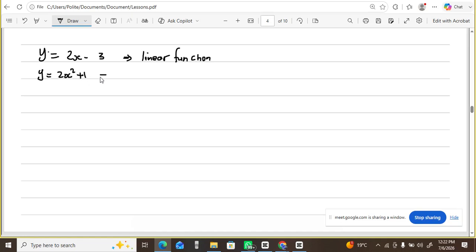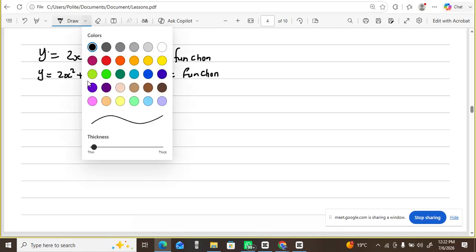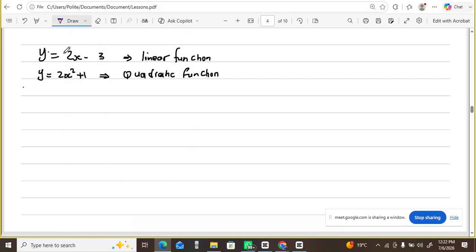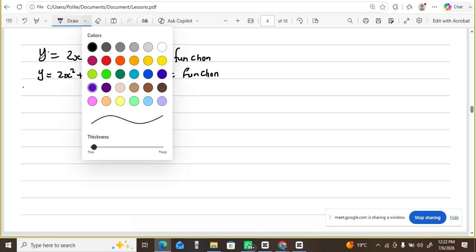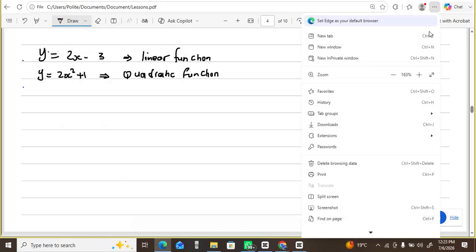But when I say y is equal to 2x squared plus 1, this is a quadratic function. Tell me, how do we see that this is a quadratic function? When it has the power 2. Exactly. That's very correct. Right. So since we are covering the basics of functions, there are some of the things that you need to understand on the basics. Yes.